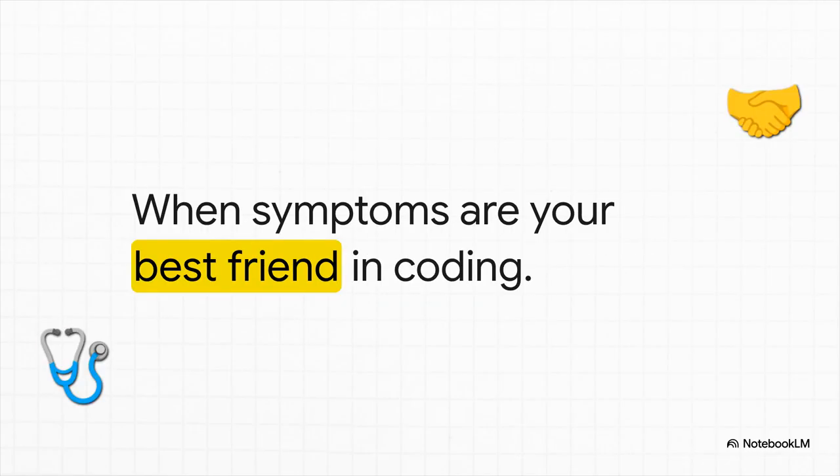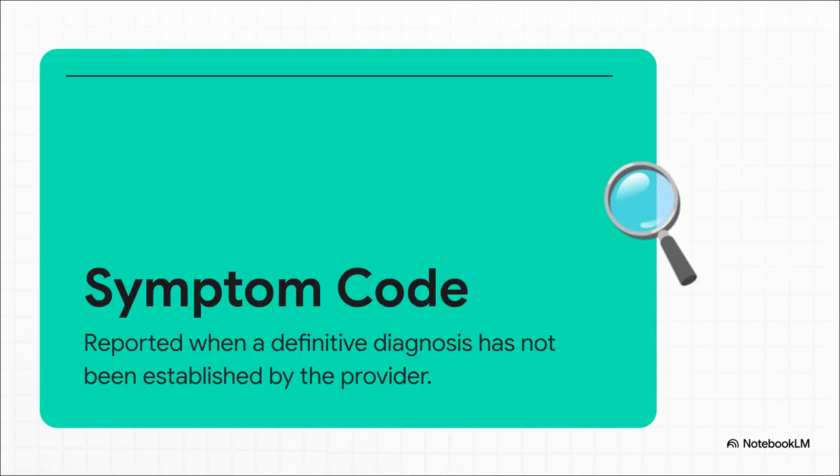When symptoms are your best friend. Let's move into this next section to see how this builds into our next major tactical application. According to the guidelines, a symptom code is appropriately reported when a related definitive diagnosis has not been established or confirmed by the provider by the end of the encounter. We're talking about your R codes from Chapter 18 here. These are completely acceptable and they are fully compliant when the provider is literally still trying to figure out what's wrong with the patient.